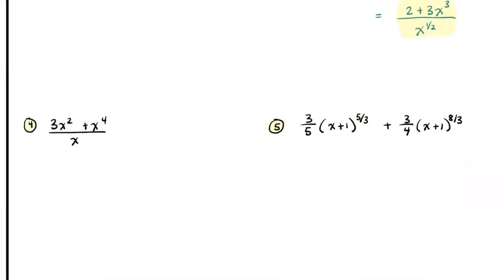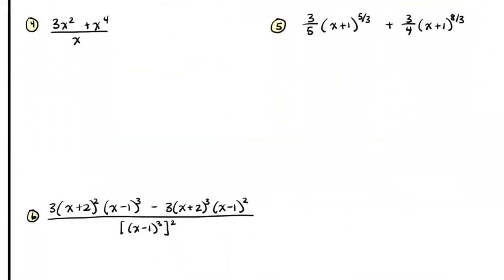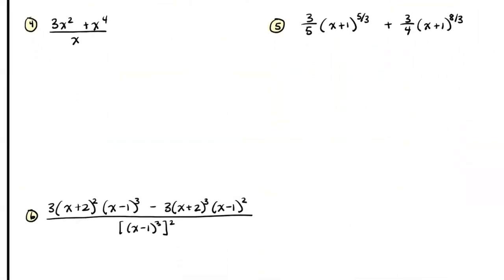Okay, I've got 3 more examples here of simplifying using the greatest common factor. And the fourth one is what we would call a rational expression. So it has some powers of x up top, some powers of x in the bottom. It's kind of like a fraction with x's. So this is a rational expression: 3x squared plus x to the 4th over x.